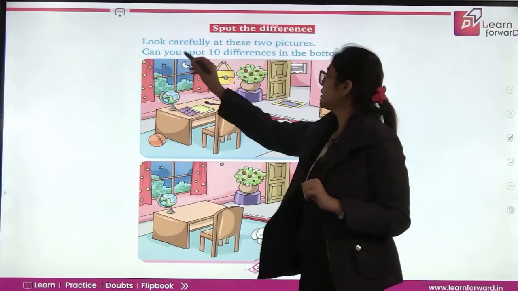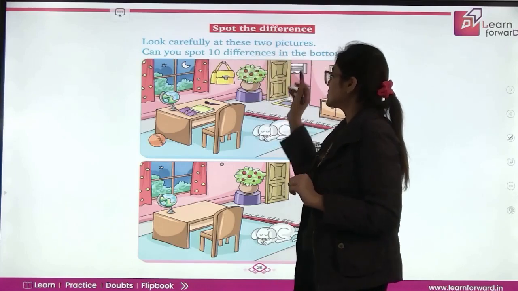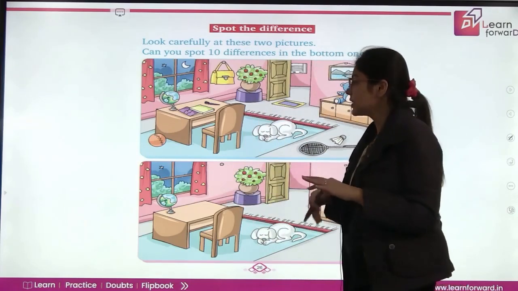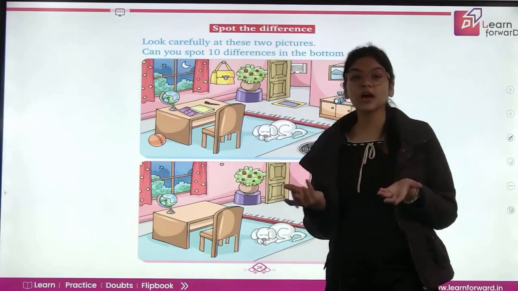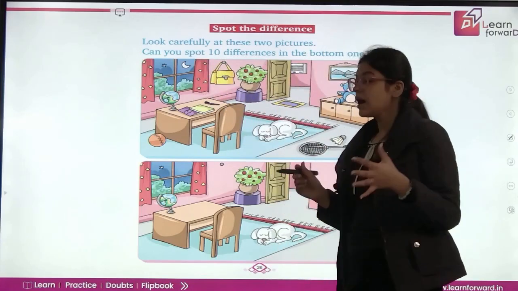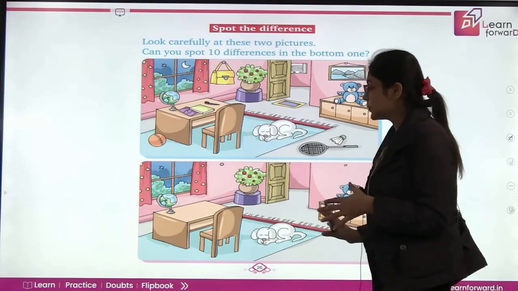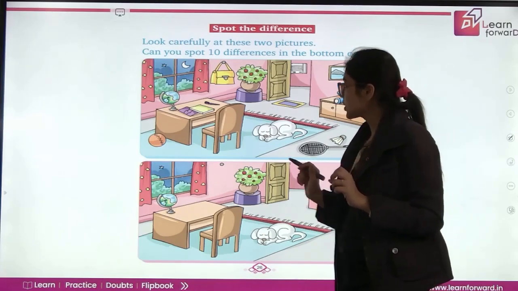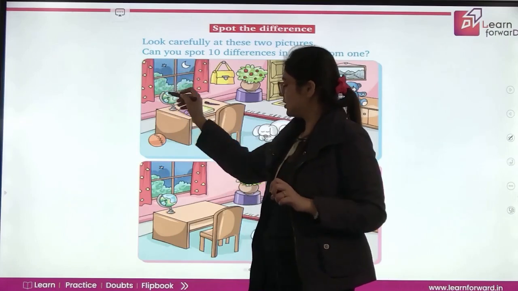Now look carefully at these two pictures. अब दो पिक्चर्स देखेंगे और इसके अंदर डिफरेंस देखेंगे कि इस पिक्चर में और इस पिक्चर में क्या फर्क है. Can you spot 10 differences in the bottom one? अब हमें क्या करना है? हमें नीचे वाली पिक्चर में 10 डिफरेंस ढूंढना है. So let's start now. So let's start from here.